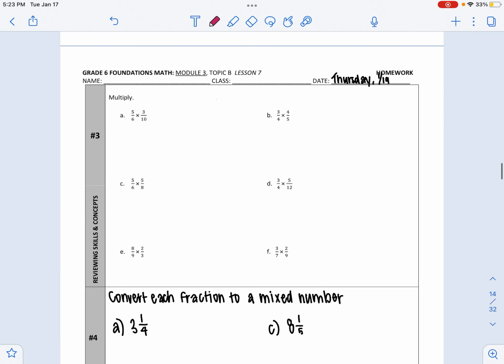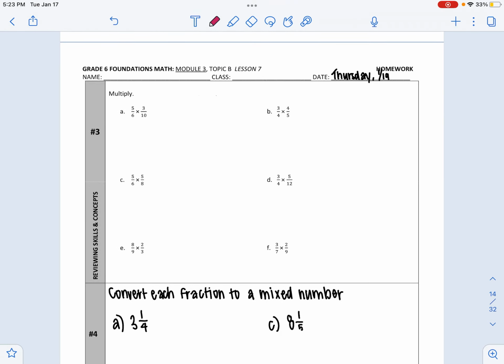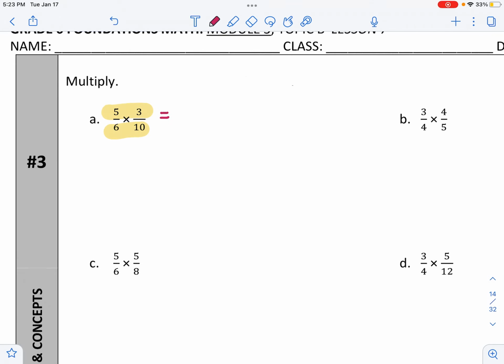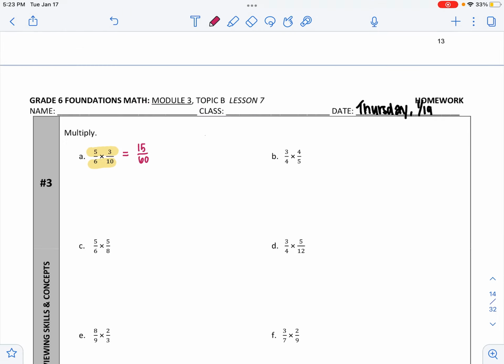Finally, on the last page of tonight's homework, you are simply doing some fraction review. Practicing your multiplication. Numerator times numerator equals denominator times denominator. For example, 5 times 3 is 15 over 60. We could simplify this. Don't forget to do so.